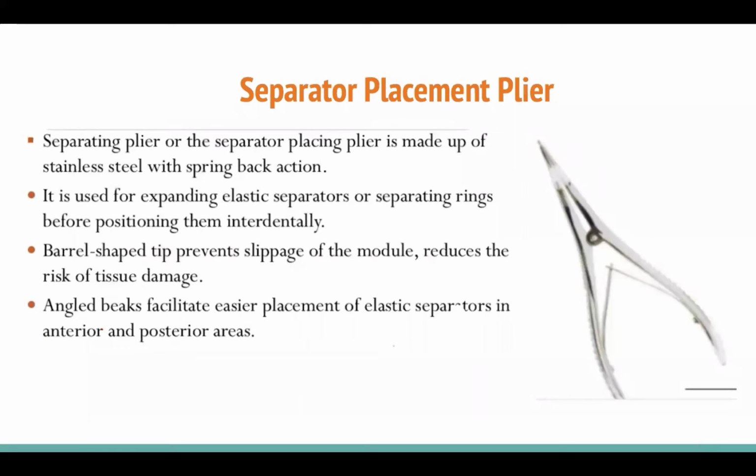First instrument is called a separator placement plier. It is only needed if you are putting bands for the patient. Nowadays we put a bonding tube on the molars, but sometimes you have to do the banding procedure, like if you are putting an appliance such as a fixed habit breaker or a TPA, or if the bond from the molar tubes comes out very frequently, then you have to band.